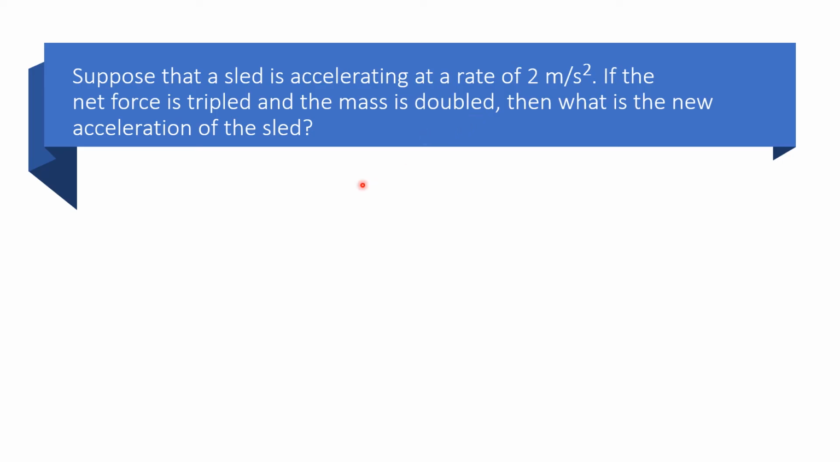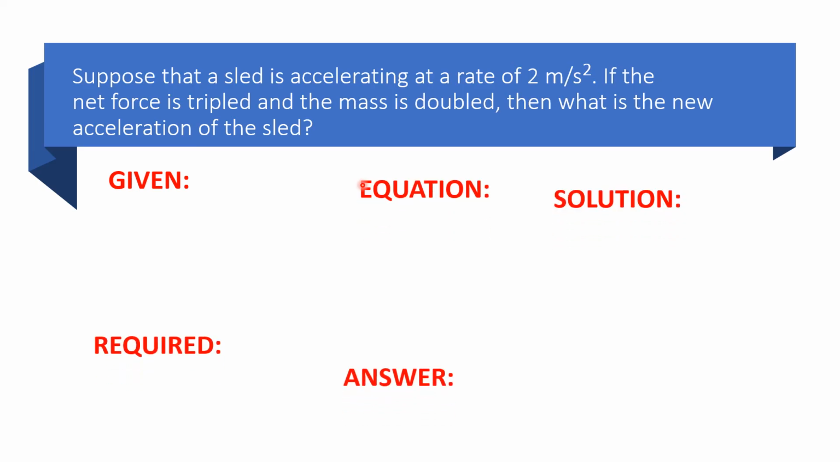So again, just follow the instruction para mamaya kayo naman. We'll use given, required, equation, solution, answer from the problem. Ano yung may mga numbers? So we have 2 meter per second squared. Ito naka-word lang, pero obviously number pa rin. If the net force is tripled and the mass is doubled.